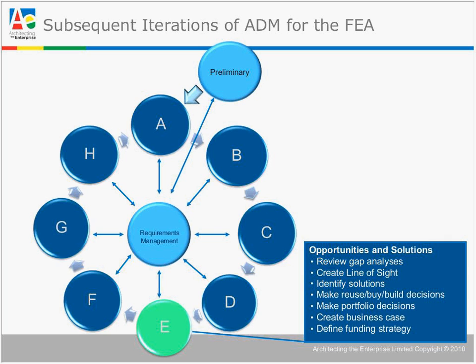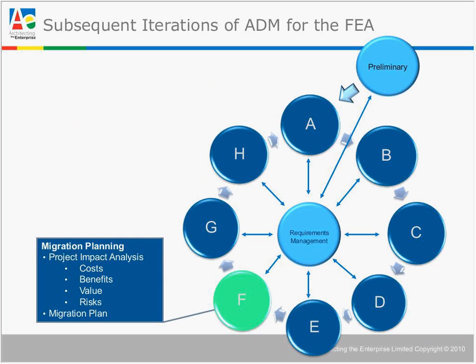Opportunities and solutions, we do that meta-gap analysis, create our line of sight, identify solutions that could be applicable, make our reuse, buy, build, outsource decisions, portfolio decisions, create our business case, and define our funding strategy. My planning is pretty much as I said last time.